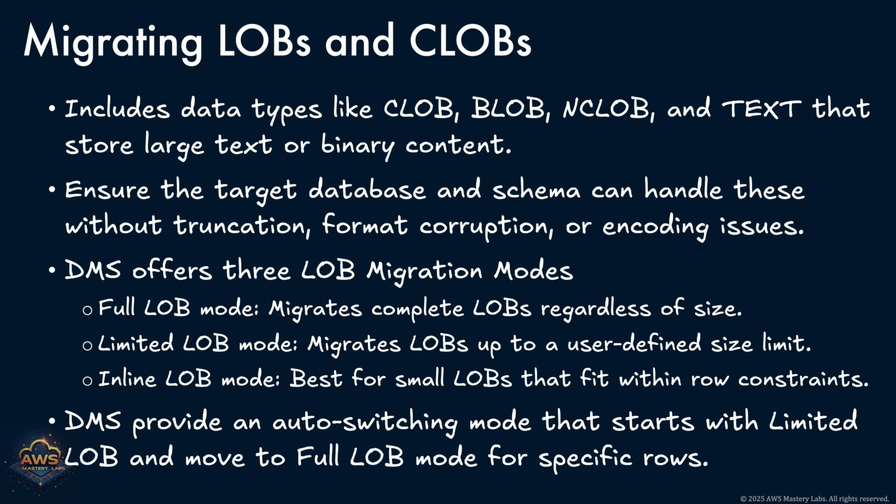For more complex workloads, AWS DMS also supports LOB chunking in full LOB mode. This technique breaks large LOBs into smaller, manageable pieces, ensuring they can be migrated reliably without overwhelming the system. A particularly useful feature is auto-switching mode, which starts in limited LOB mode for optimal performance, but automatically switches to full LOB mode when a row contains a LOB exceeding the defined size limit. This provides a smart balance between speed and data integrity.